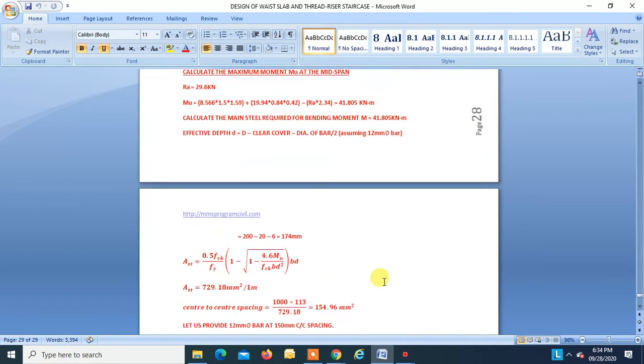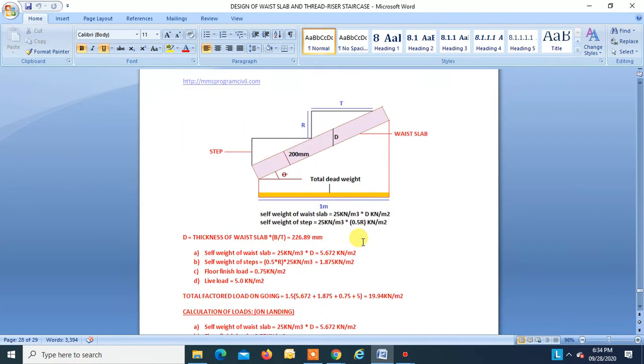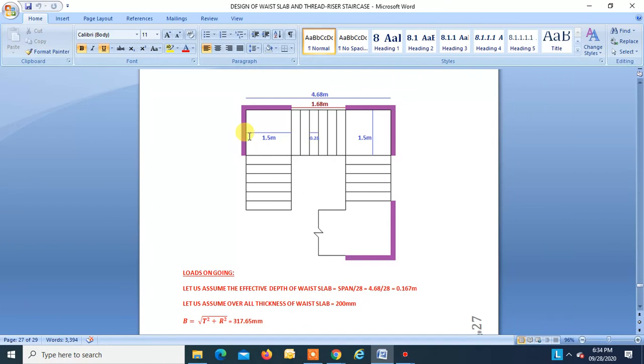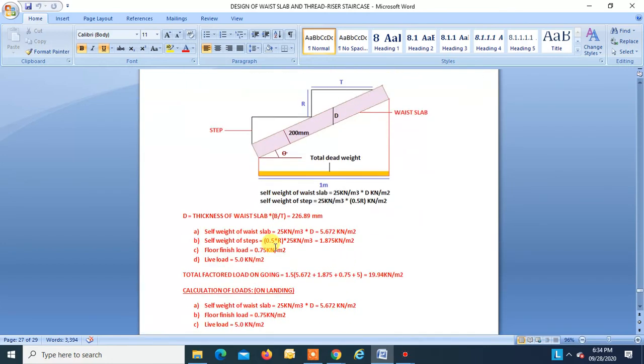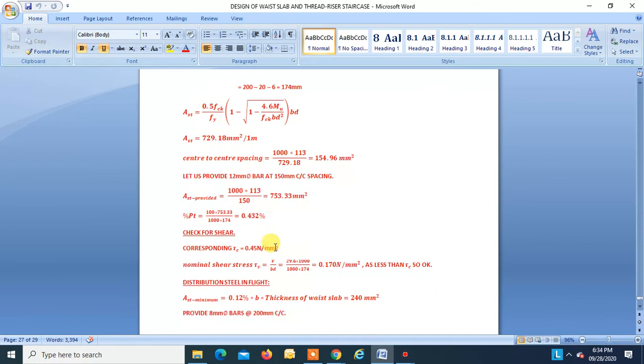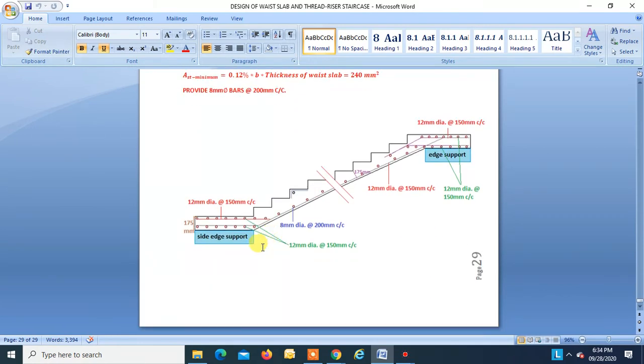Okay, so we have designed this slab, right? Okay, similarly, you can design this slab and this slab also, right? So we can see over here that the support is at the side edges of the landing as shown over here, right?